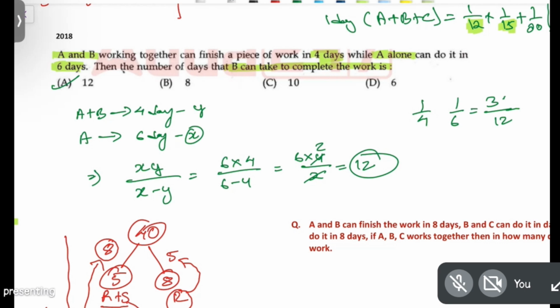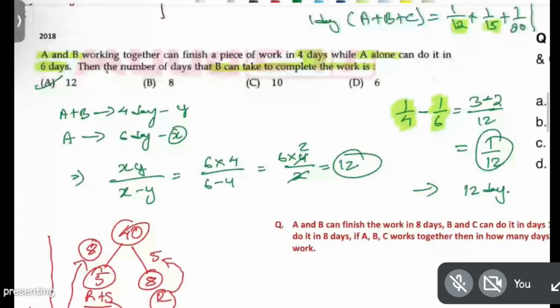It is not addition. 1 by 4 is nothing but the 1 day work of A and B together, and 1 by 6 is nothing but the work of A alone. So I need to subtract this one, and I'll get 1 by 12. So reciprocal of this one will be the days required. Reciprocal of 1 by 12 is nothing but 12 days. By that way also you can get your answer easily.